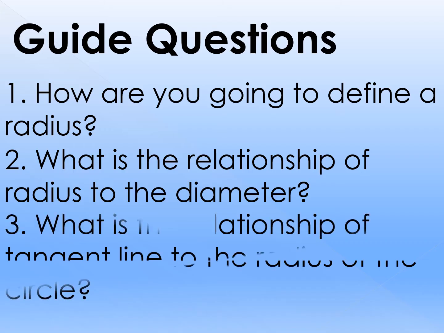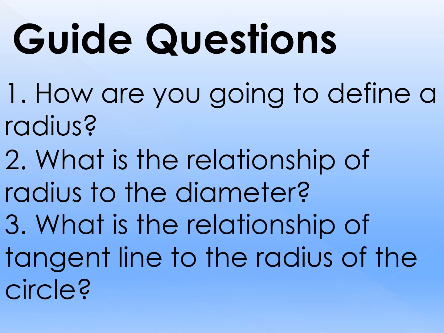Next is, what is the relationship of tangent line to the radius of the circle? I hope that you already know this one because when you were in grade 10, you already learned this topic. The relationship of tangent line to the radius of the circle is that the tangent line is perpendicular to the radius of the circle. It means that it forms 90 degrees or a right angle.